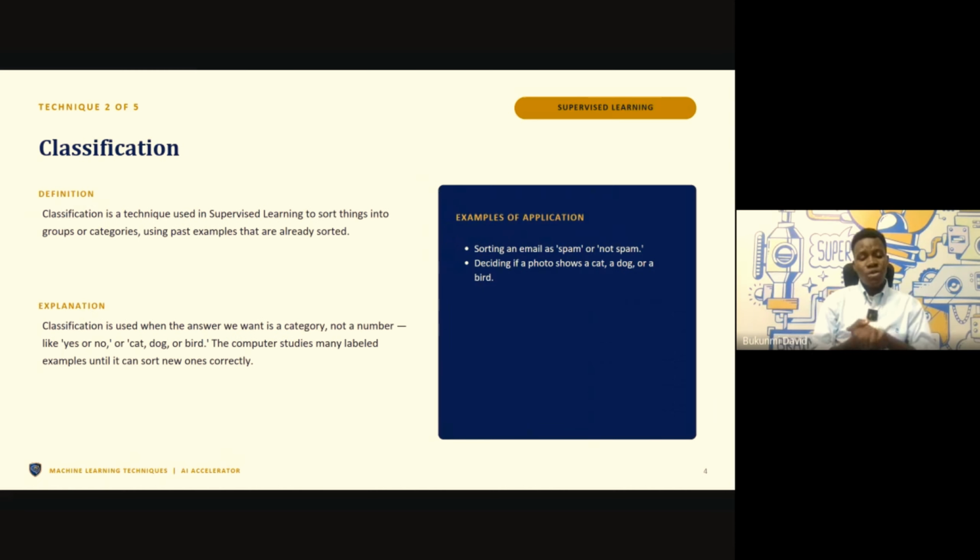The second technique that we'll be talking about is classification. Classification is a technique used in supervised learning to sort things into groups or categories using past examples that are already sorted. So what this means is classification is used when the answer we want is a category and not basically a number. So it's a category like yes or no, or cat, dog, or bird. The computer studies many labeled examples until it can sort new ones correctly.